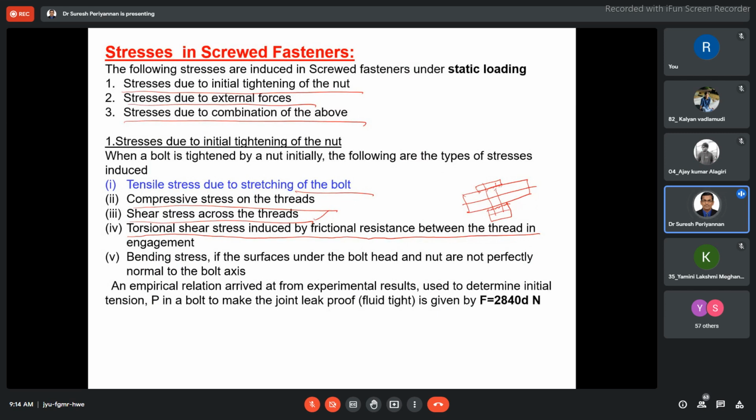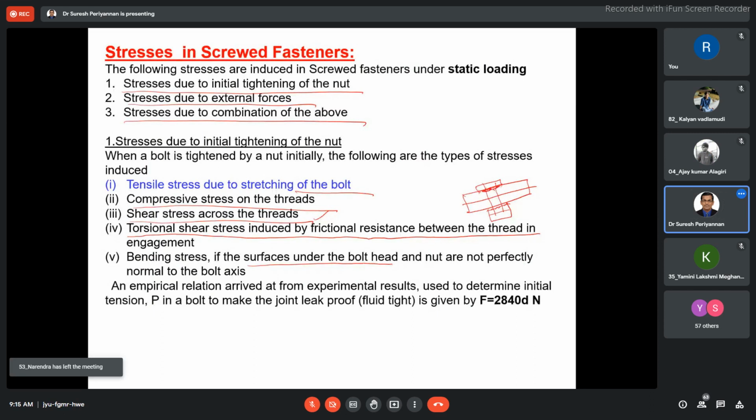Now, bending stress in the surface under the bolt head. When the bolt length is more, bending is going to occur. Bending stress is going to occur in the surface under the bolt head.